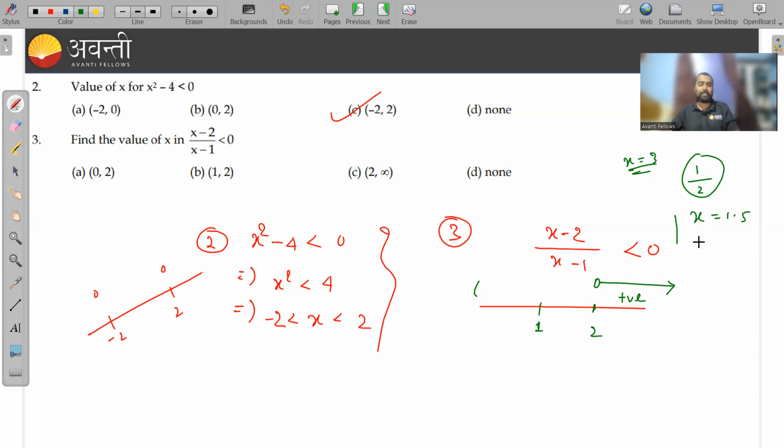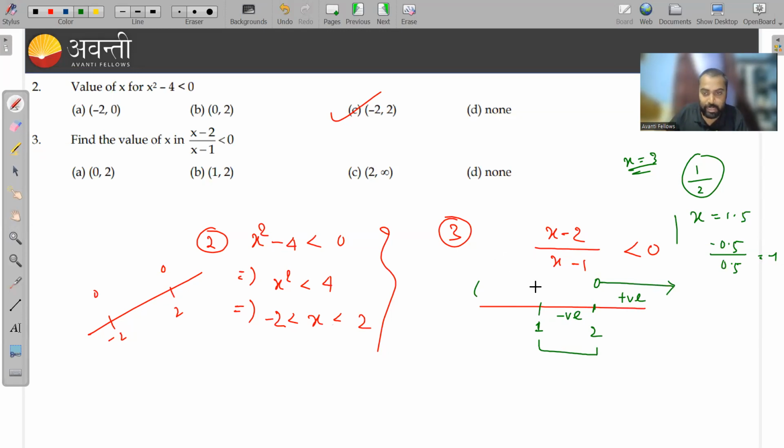So when x is 1.5, the numerator becomes minus 0.5 and the denominator becomes 0.5. So we are getting minus 1. So here, when x belongs to 1 to 2, we are getting negative values, right? Clear, everyone? In this interval 1 to 2, 2 is excluded.